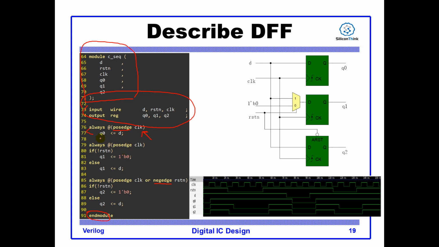So the meaning of the two lines is: when positive clock occurs, assign the value of D to Q0. So this is exactly the function of a D-type flip-flop. Positive clock assigns the value here to here.